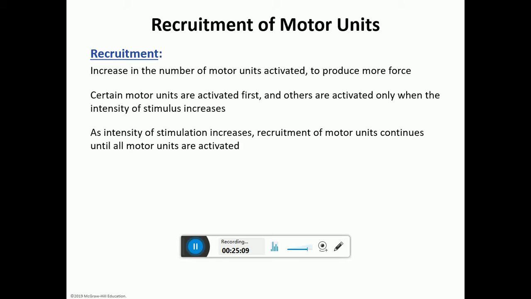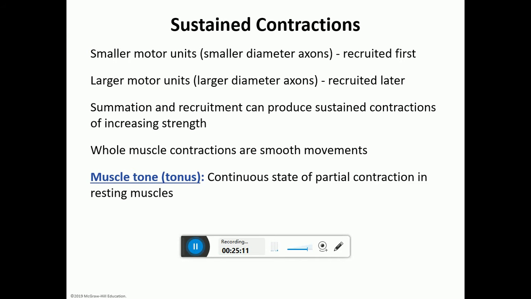So we already talked about the recruitment of motor units. In order for a contraction to be sustained, like we said, the body will recruit the smaller units first, and then it will go on to recruit bigger units and so on in order to sum them all up and lead to a smooth muscle contraction.